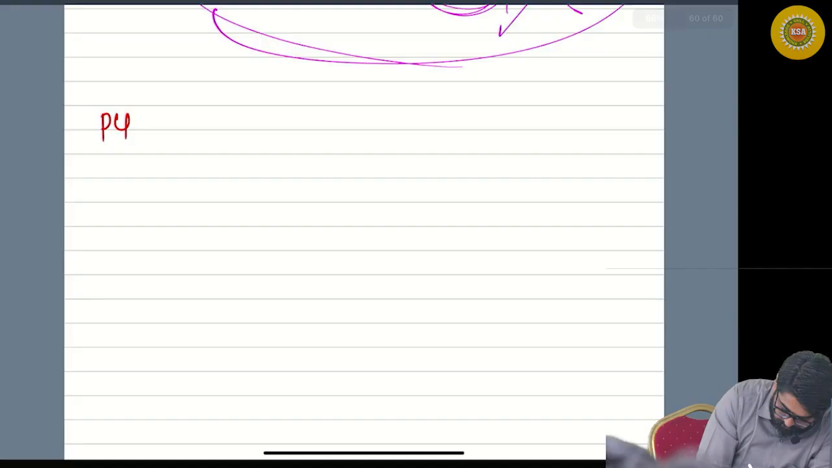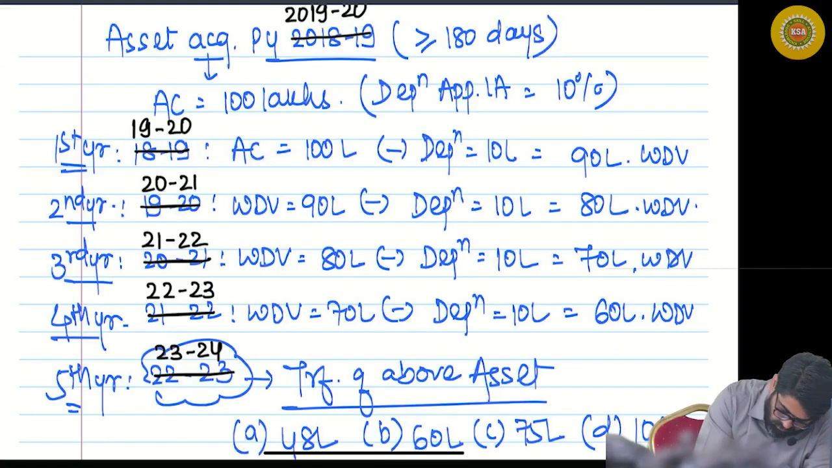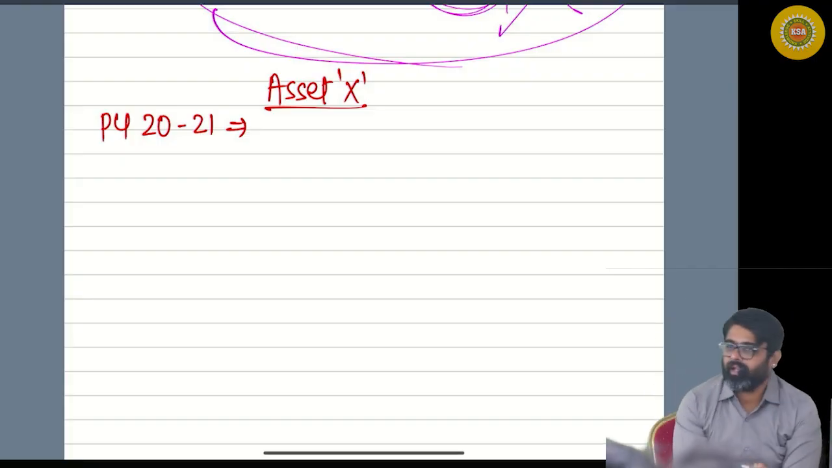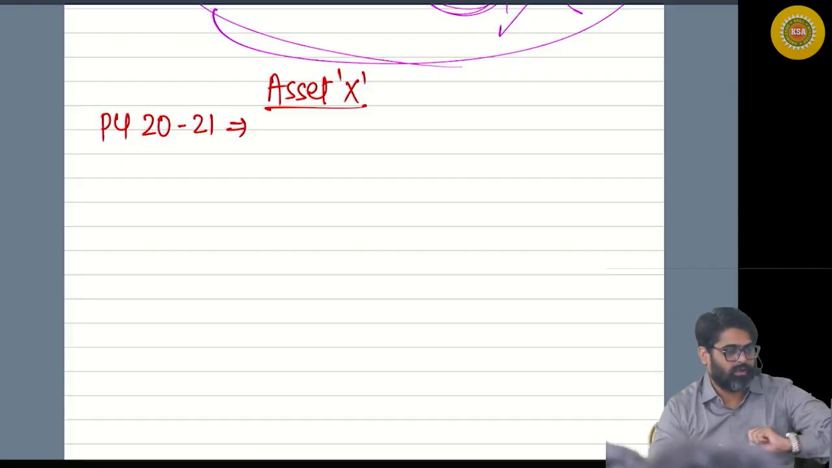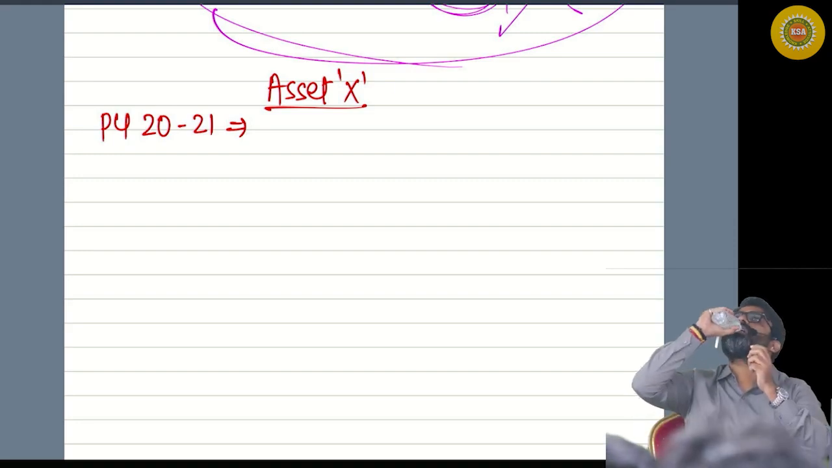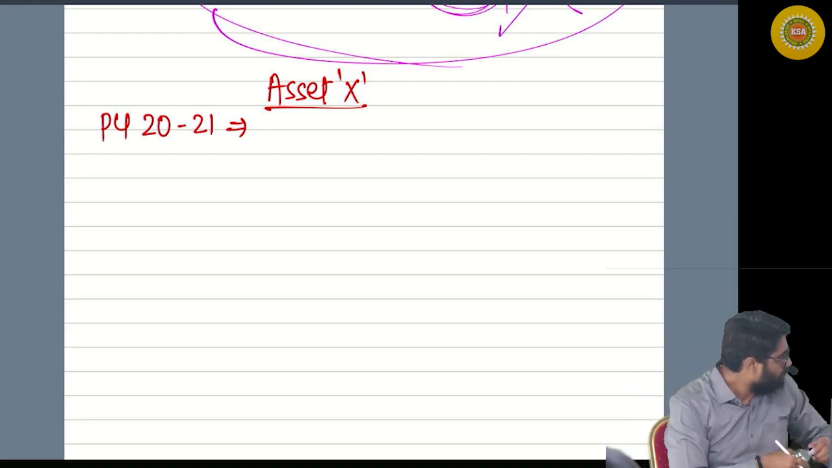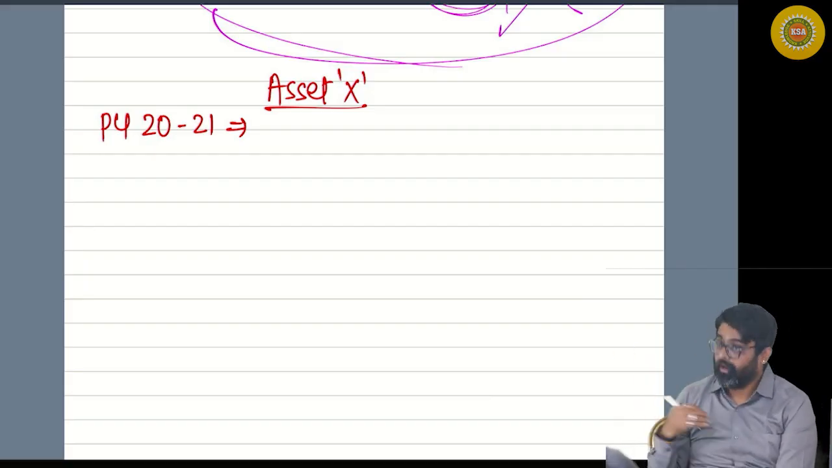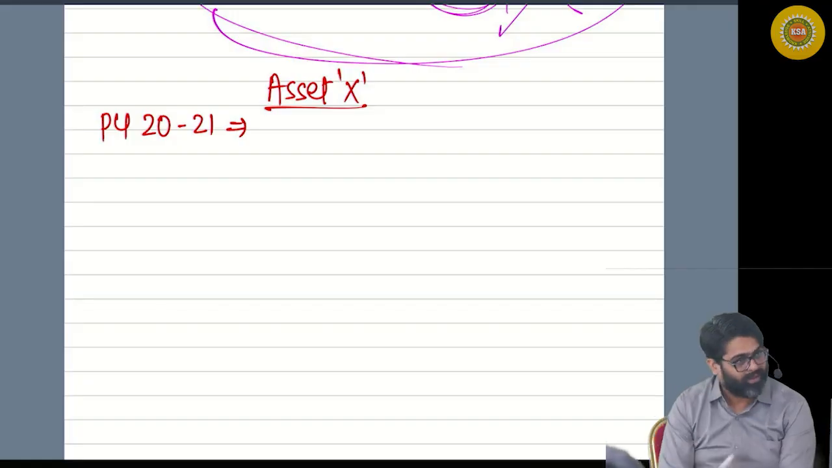Previous year 2021. In this year, asset X was acquired. The assessee is in the business. What type of business? The assessee is in the power business. And we are going to now see how to calculate the depreciation.